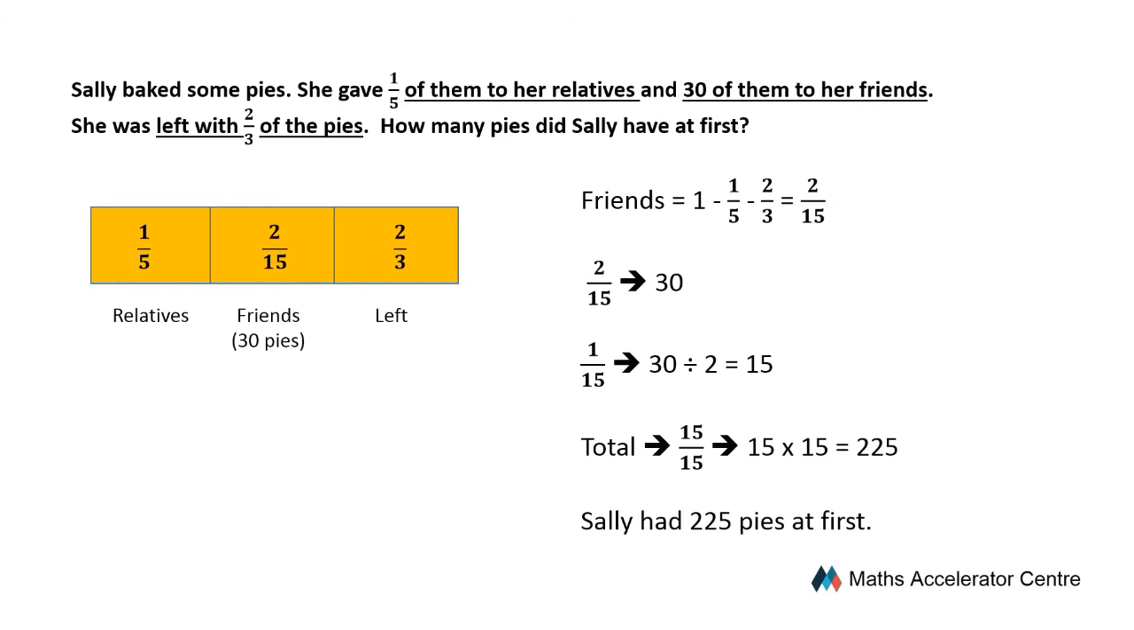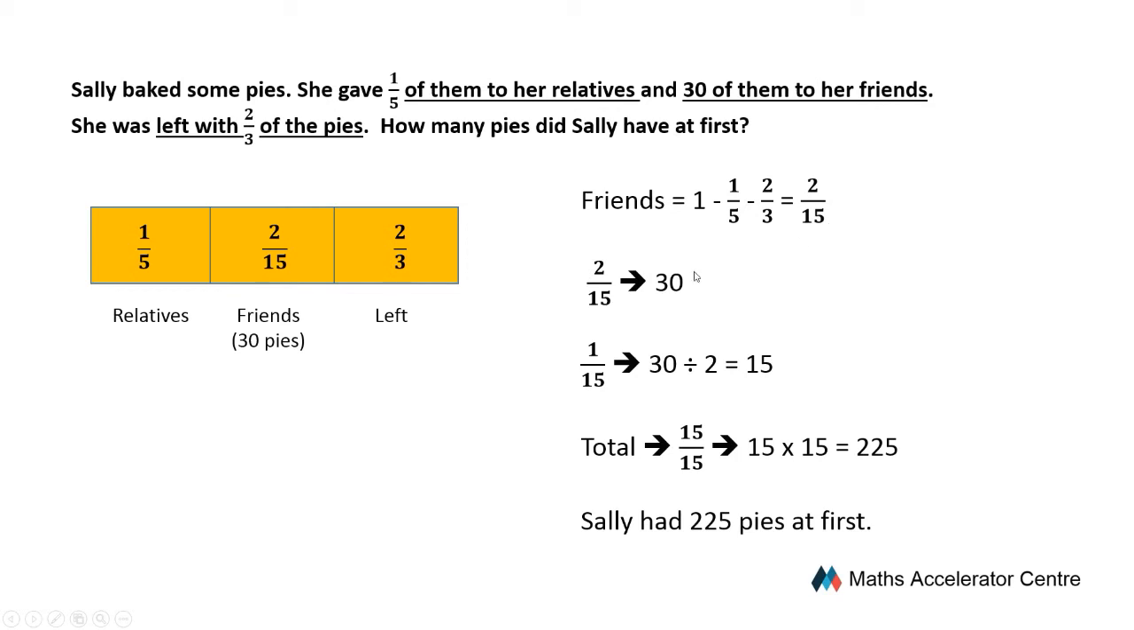So here's a summary of what we have done. Firstly, we identified the keywords in this question. Then based on the keywords, we're able to construct this simple model. Then we put in all the important information into our model, and we realized that there was a blank here. This blank represents the fraction of the number of pies given to her friends. So we're able to calculate what the fraction is over here.